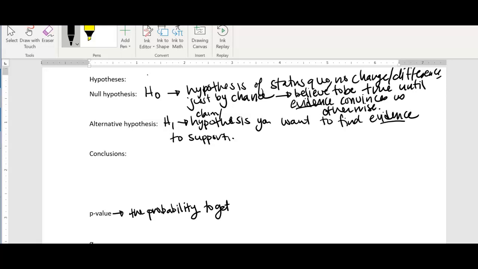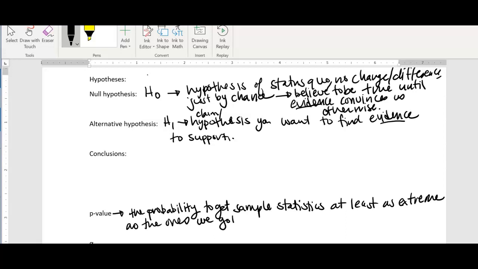Okay? So your p-value is going to be the probability to get sample statistics at least as extreme as the ones you got, assuming the null hypothesis is true.